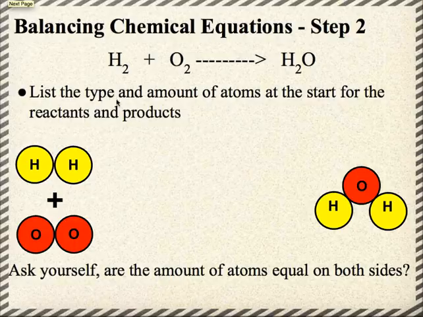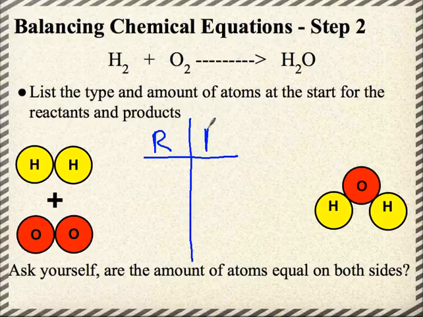Step two is now I need to list out what I have. So in other words, what I'm going to do is look through each one of the atoms I have. So I'm going to make a reactants, and I'm going to just go R, and I'm going to put P, just because I don't want to write all the stuff out. And what I'm going to do is take an inventory of how much of each atom I have. So on the reactant side, I have hydrogen atoms, I have oxygen atoms.